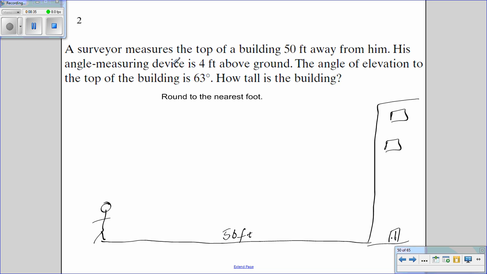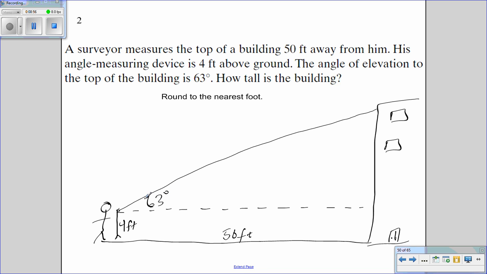His angle measuring device, so he's got a little device here. He looks through the device and you can see the top of the building. This thing is 4 feet above the ground, so there's your imaginary horizontal line. The angle of elevation to the top of the building is 63 degrees, so there's our angle of elevation. How tall is the building? The height of that building is our x. Here's our angle. This would be opposite, and this would be the adjacent leg, so we're going to use TOA again.